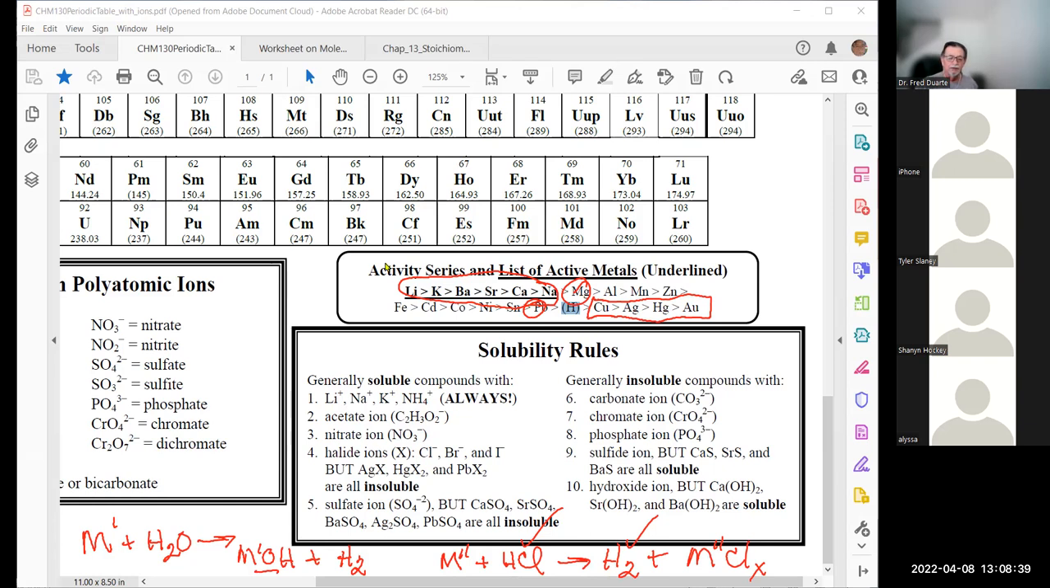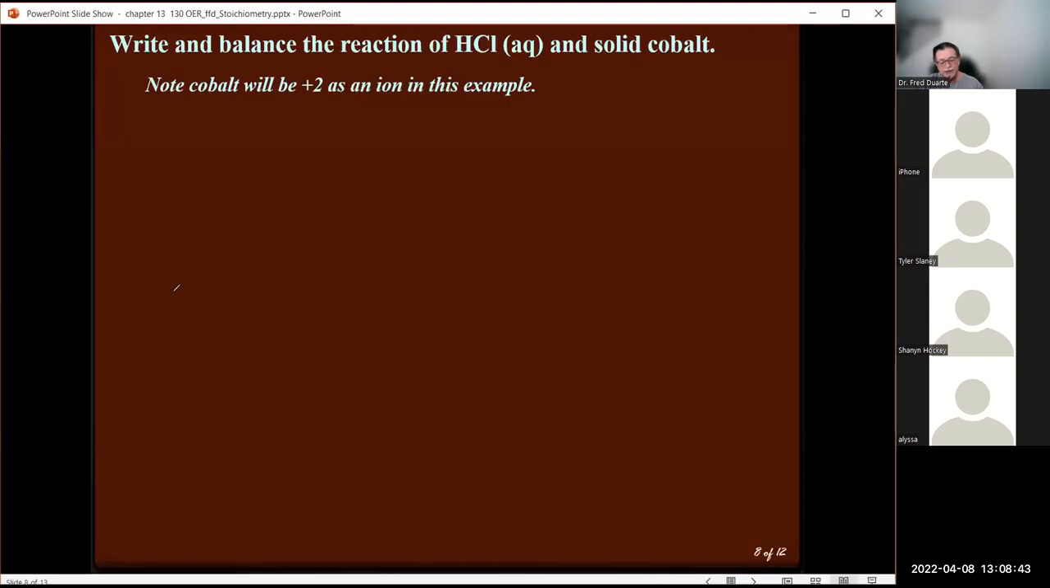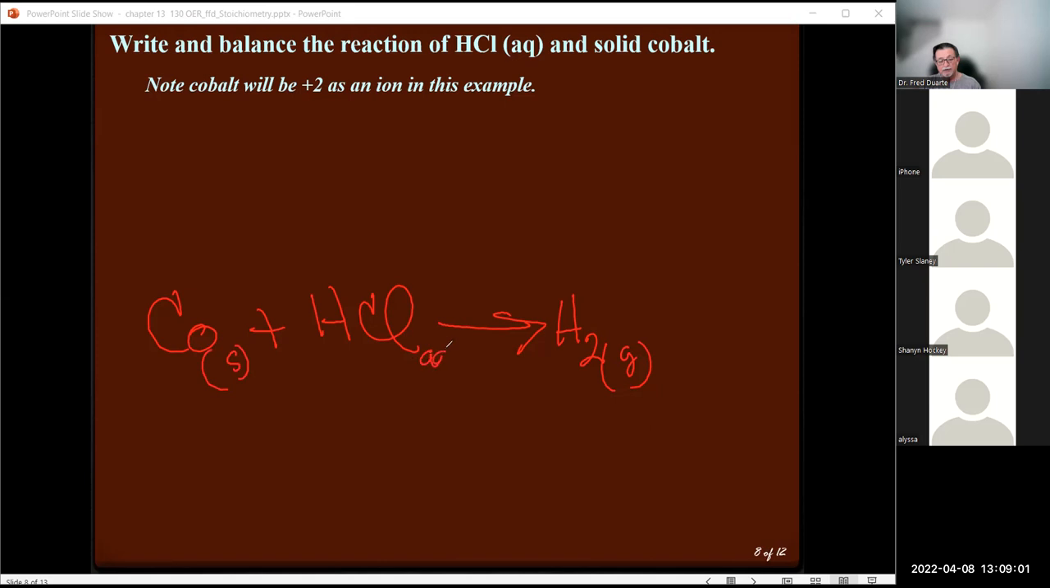Okay, so let's go back to where we were. That being the case, cobalt in the presence of HCl will react, and they said that the new cobalt will be in the +2 state. Now we know that the hydrogen will be hydrogen gas. So we've got cobalt solid, aqueous hydrochloric acid, hydrogen gas, and because it's a single replacement, the cobalt will replace the hydrogen, okay?